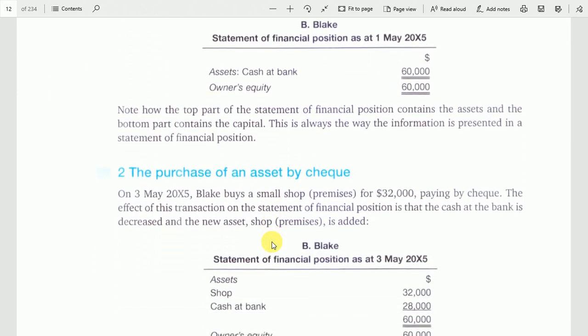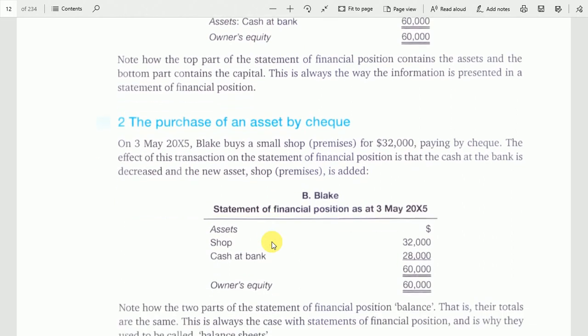The other transaction: what if we acquire an asset through a cheque, what if we purchase an asset through the bank? If we purchase an asset, a single asset is being added to the company, so we have an additional asset, an asset increases. On the other hand, we paid for the purchase of the asset through the bank, so our bank decreases. So the impact on the accounting equation is that one asset increases, the other asset decreases.